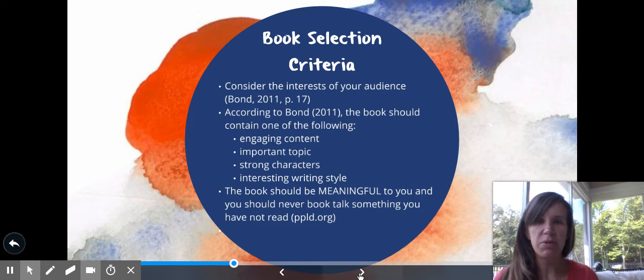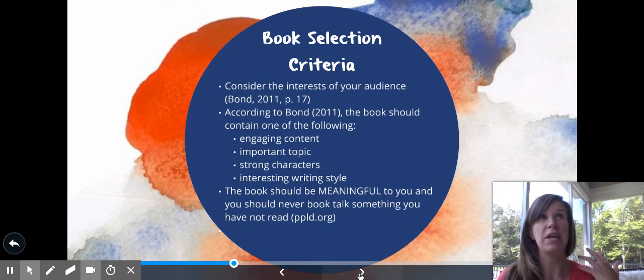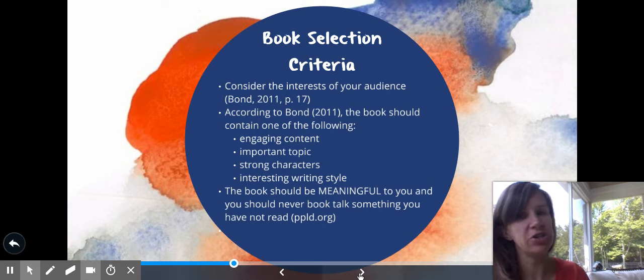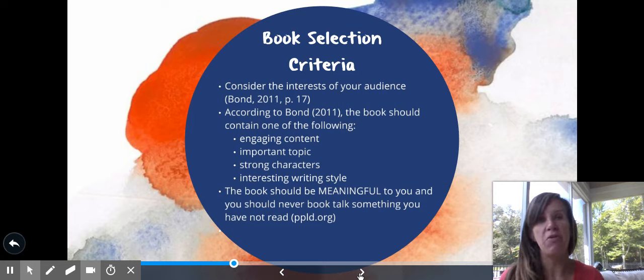According to Bond, the book should contain at least one of the following, and it can include more than one of these things. Should be engaging content, typically something that is a hot topic for students. Could involve strong characters that students can connect with, or it might have an interesting writing style. I'm going to take a look at 3 different books with you today, and writing style is going to be a big part of how I chose the 3 books that I'm going to show you today.